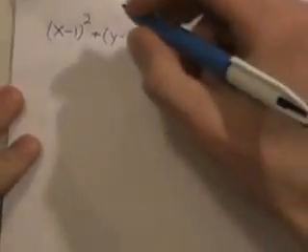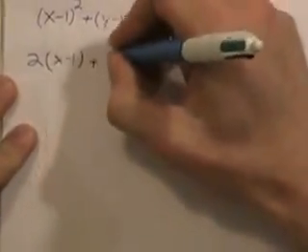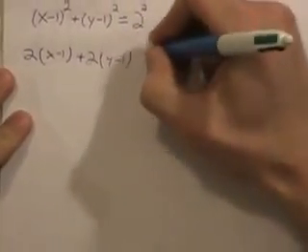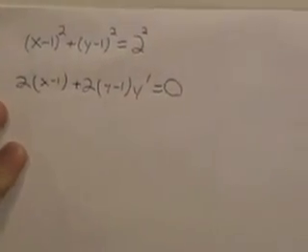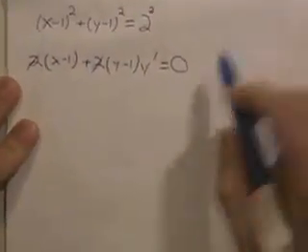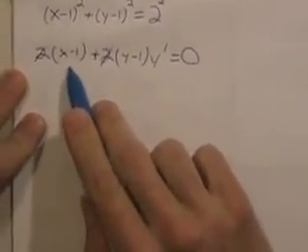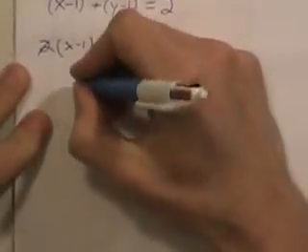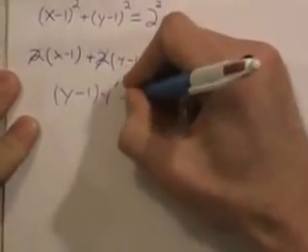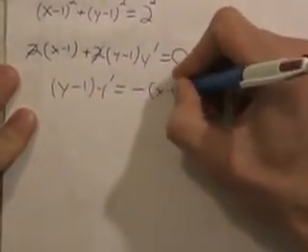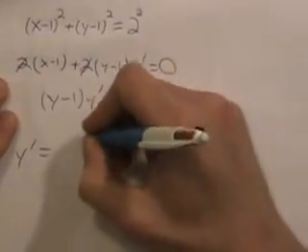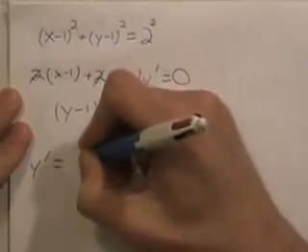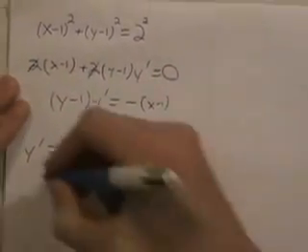So differentiate with respect to x, and you'll get 2(x minus 1) plus 2(y minus 1)y' equals 0. Isolate y'. Knock these 2's out, and once they go, you can bring this over to the other side. So you'll get (y minus 1)y' equals minus the quantity (x minus 1), and then divide through. You get y' equals minus (x minus 1) over (y minus 1). Negative sign out front.